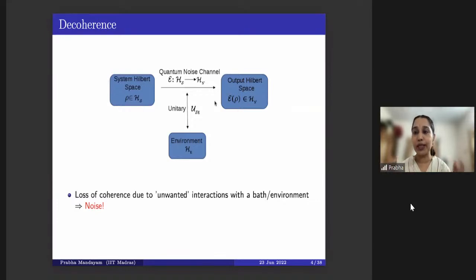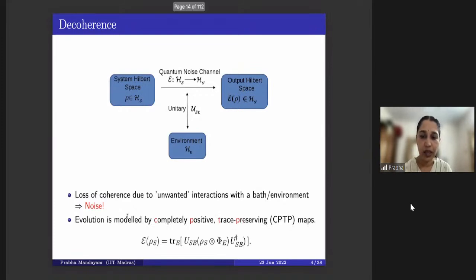But this map will typically not preserve coherence. It will not preserve purity. So the system loses coherence. There is dissipation, right? And this so-called unwanted interaction is not something that is under our control. And so this is what is noise for quantum states or quantum bits, qubits, right? So this is modeled typically as what is called a completely positive trace preserving map, right?